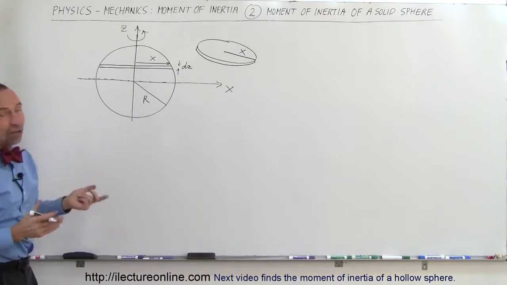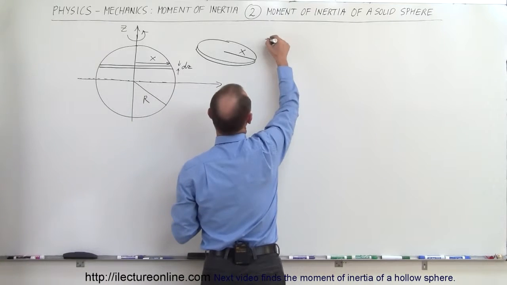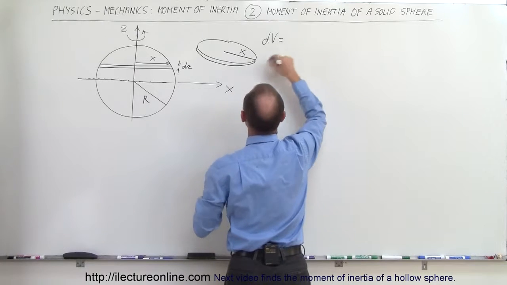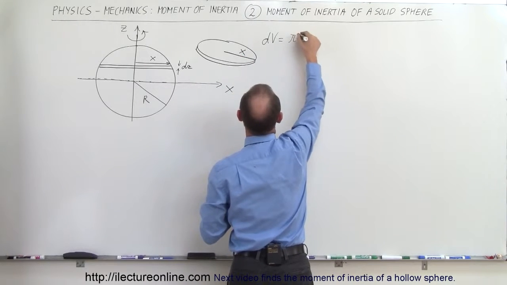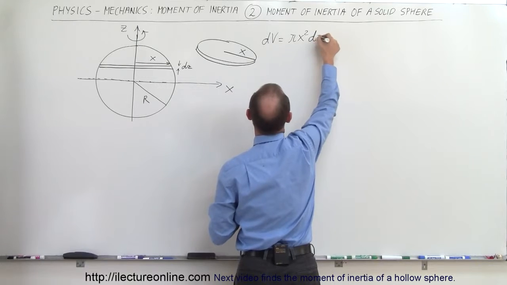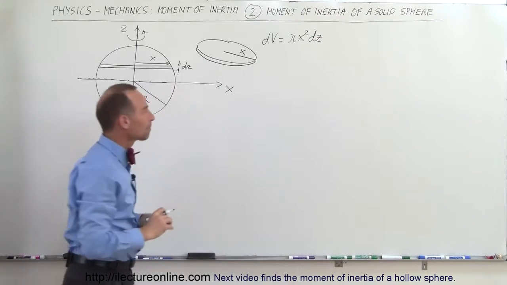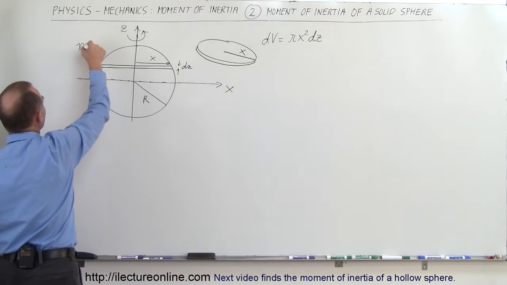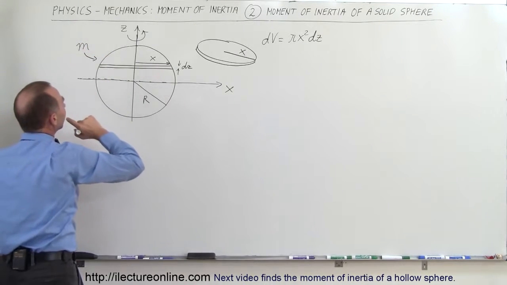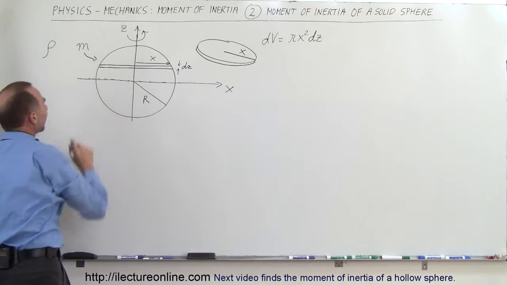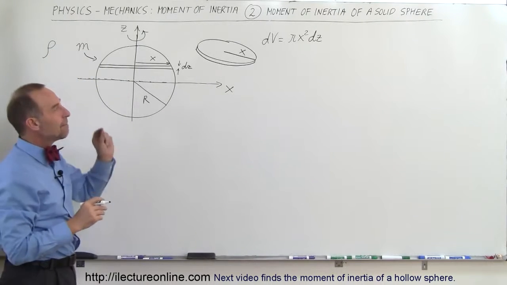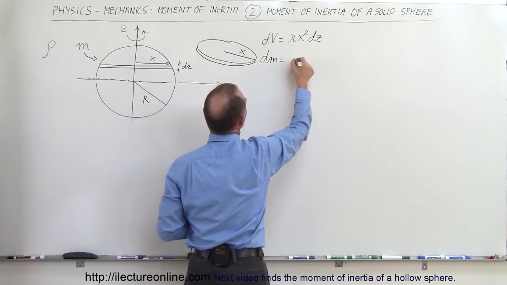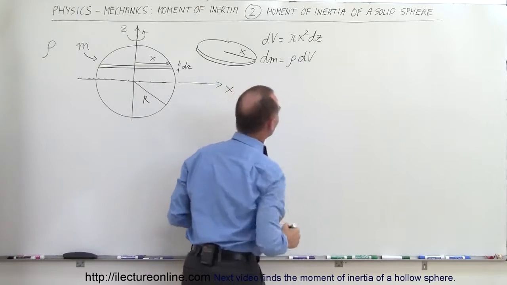The volume, the dV of that, because it's a small infinitesimal slice, would be equal to the area, pi x squared, times dz. That would be the volume of that slice. If the mass of the whole sphere is m, and rho is the density of the sphere, then the mass of that slice, the dm, would be equal to the density times the volume of that slice.